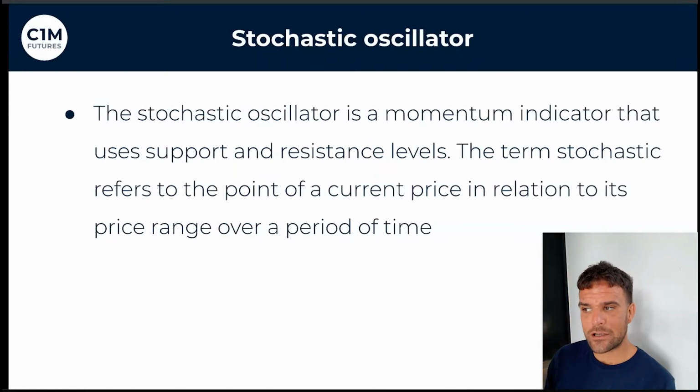The stochastic oscillator aspect is a momentum indicator that uses support and resistance levels, and we've been through that in the last couple of videos. The term stochastic refers to the point of a current price in relation to its price range over a period of time. So using support and resistance levels and previous price action, we use a moving average.